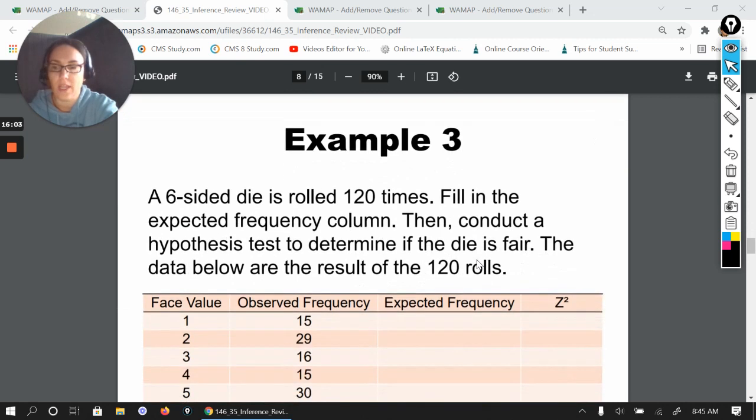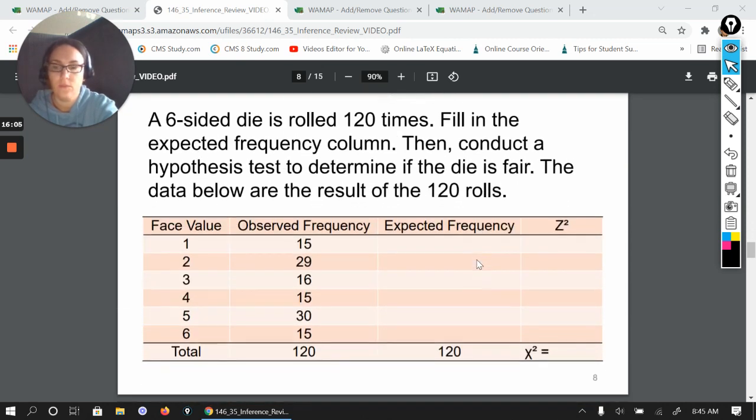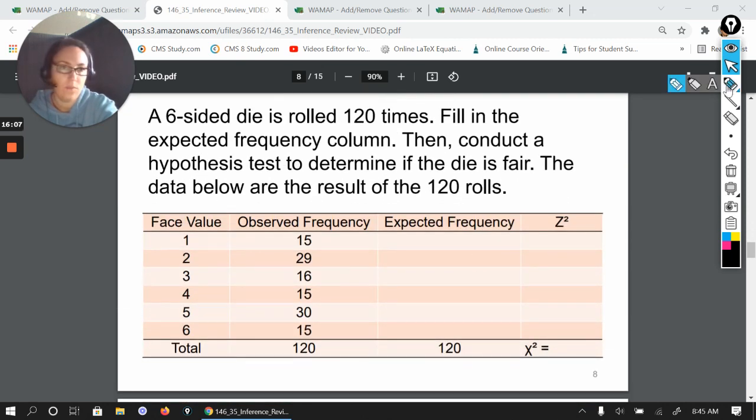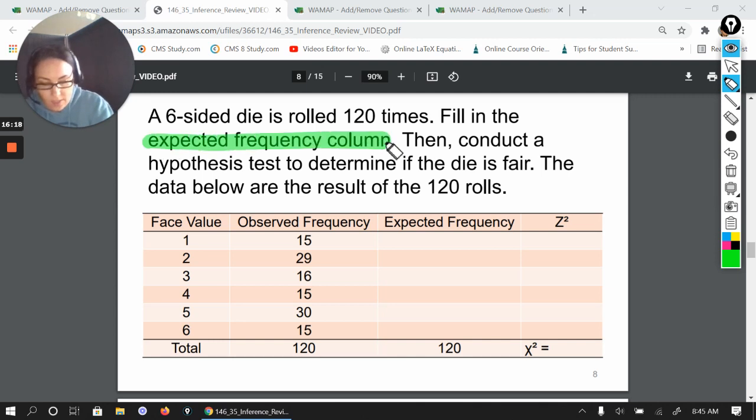Here's example 3. A six-sided die is rolled 120 times. Fill in the expected frequency column. Then conduct a hypothesis test to determine if the die is fair. The data below are the result of the 120 rolls.